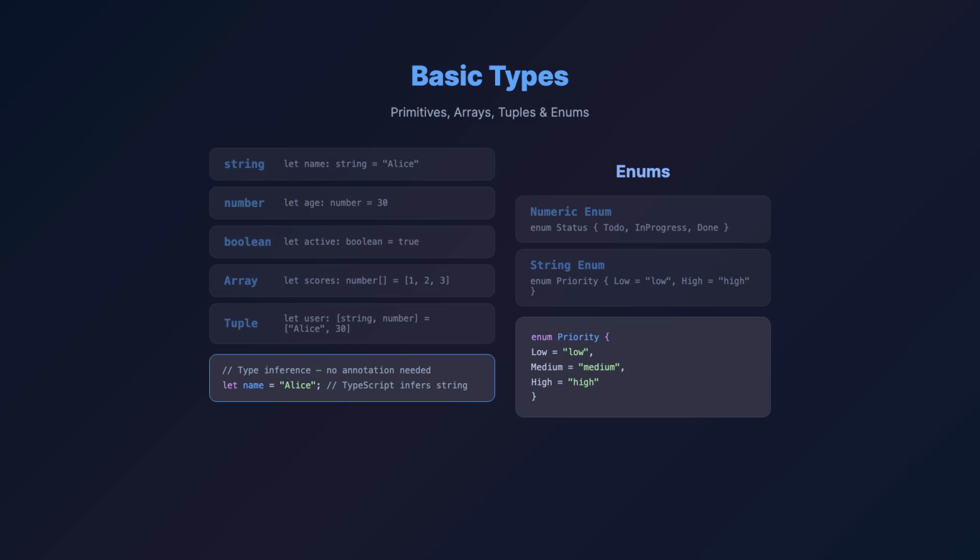Enums define a set of named constants. enum Status { Todo, InProgress, Done }. Status.Todo equals 0. Status.InProgress equals 1. Status.Done equals 2. String enums are even better. enum Priority { Low = "low", Medium = "medium", High = "high" }. String enums are readable in logs and debugging. Use them over numeric enums.